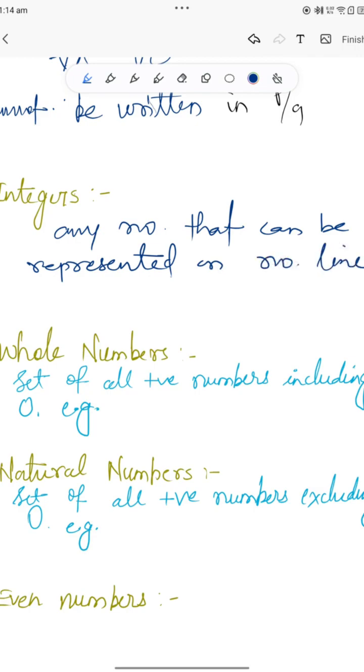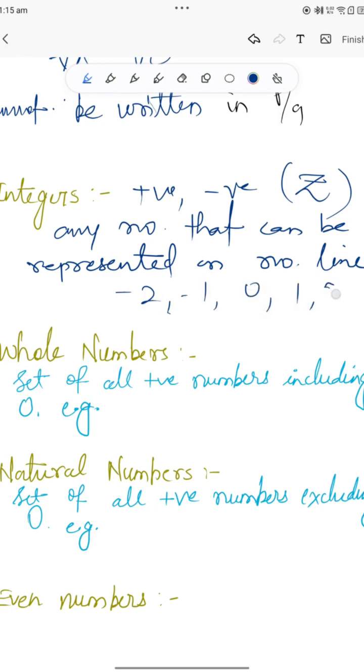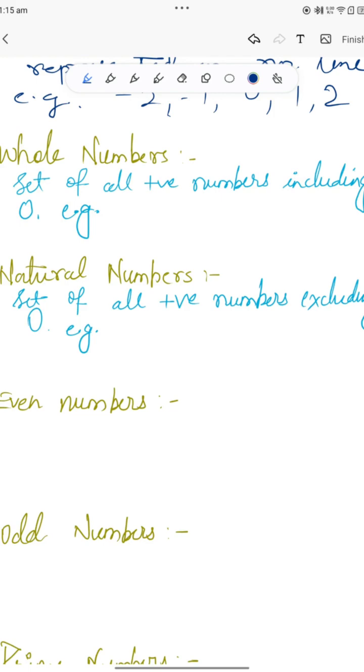Okay, so this may be positive, this may be negative as well, and integers are denoted by Z. So yeah, that is -2, -1, 0, 1, 2. These are our examples of integers. What is a whole number? Set of positive numbers including 0. So 0, 1, 2, 3, this is called a whole number.